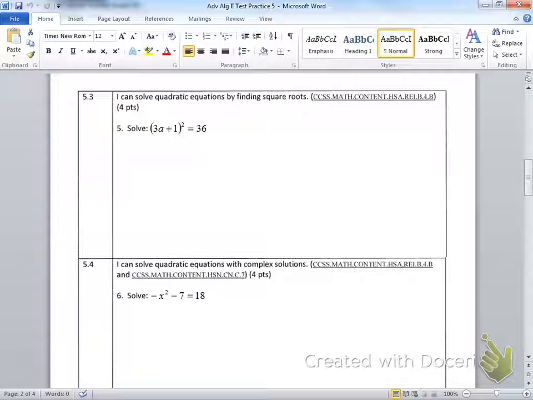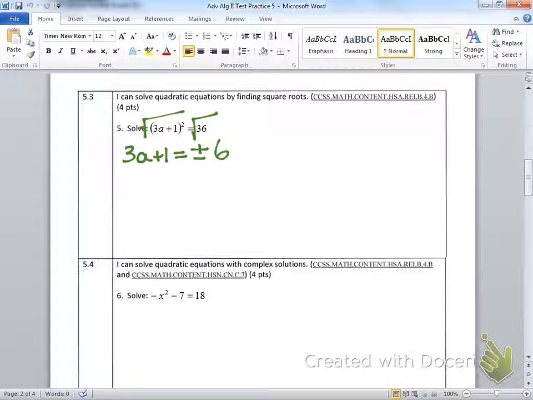All right, so number 5 on the worksheet at section 5.3, it says I can solve a quadratic equation by finding the square root. So do you see how we have a binomial and it's squared? How do you undo squaring a whole side of an equation? You take the square root. Now, we got lucky because we have a perfect square of 36 on the right side. So I have 3a plus 1 equals, don't forget the plus or minus.